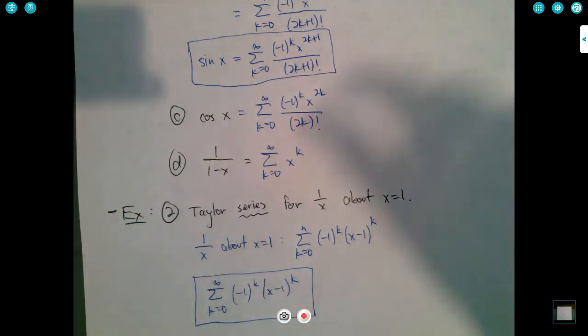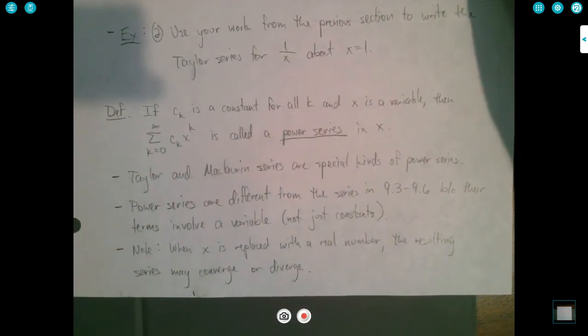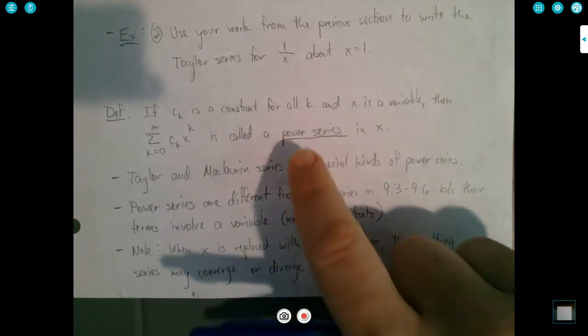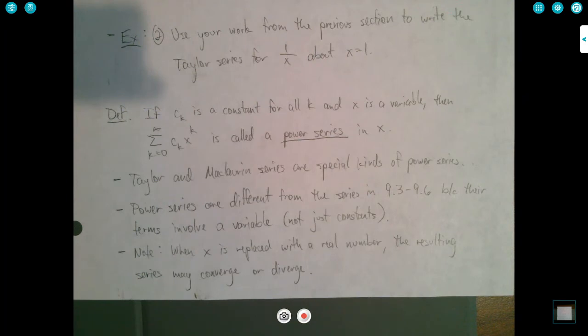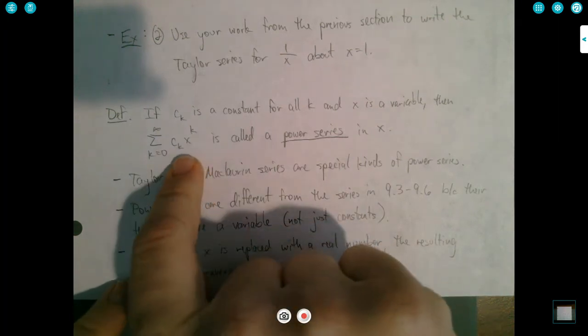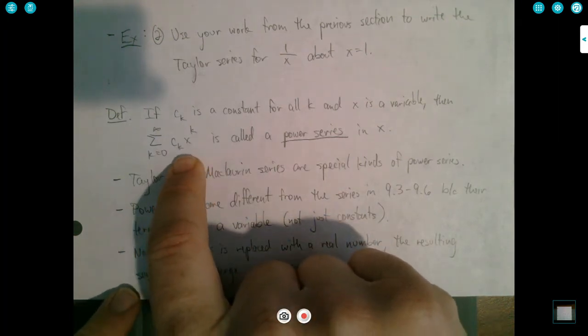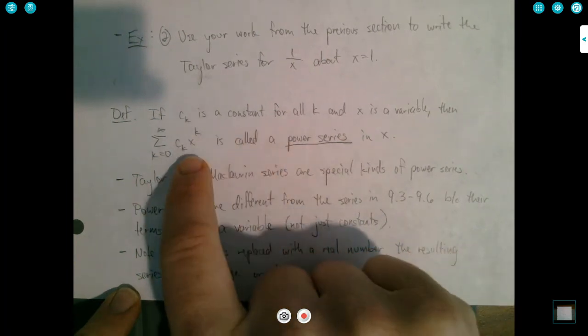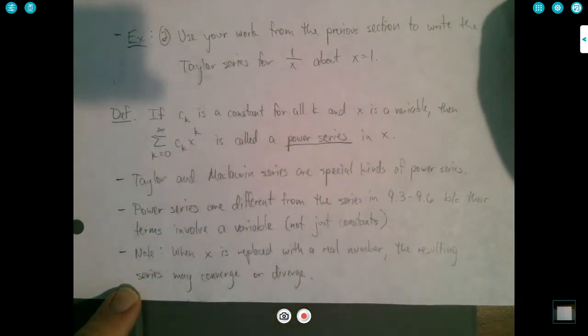Of course, that's not all we're going to talk about in this section, because this yields an interesting question about these kinds of series in general, these kinds of power series. Like I said, Taylor and Maclaurin series are special kinds of power series. A power series more generally is just any series of the form c sub k times x to the k, where the c_k's are constants and x is a variable.